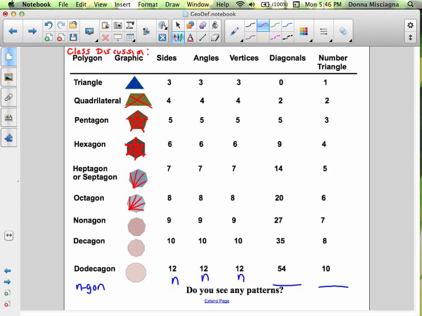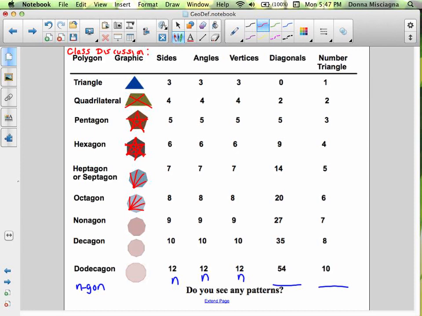The nonagon, 9 sides, 9 angles, 9 vertices, 27 diagonals, and you can create 7 triangles with the diagonals from a single point. I think I'll stop drawing now. The decagon, 10 sides, 10 angles, 10 vertices, 35 diagonals. There are 8 triangles that we can create from a single point. And the dodecagon, 12 sides, 12 angles, 12 vertices, 54 diagonals. The whole figure would be covered. That almost looks like a circle, doesn't it? Because of the size of it and how many sides there are. And we can create 10 triangles from the diagonals from a single vertex.